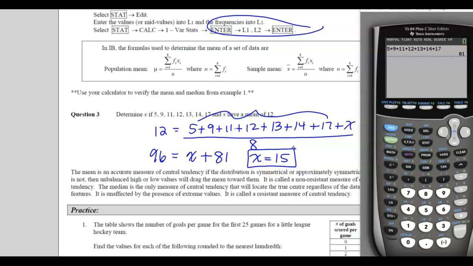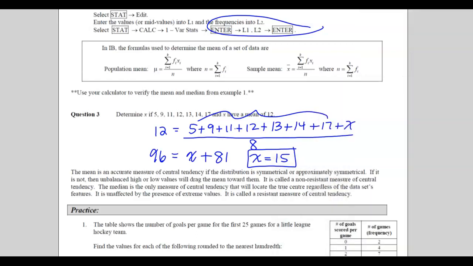Okay. And then just last comments here. The mean is an accurate measure of central tendency if the distribution is symmetrical or approximately symmetrical. If it's not, so if there's a bunch of really high numbers and then a few lower, or vice versa, then it will drag the mean towards them, right? So the mean is called a non-resistant measure of central tendency. The median is the only measure of central tendency that will locate the true center, regardless of the data set's features. It is unaffected by the presence of extreme values. So it's called a resistant measure of central tendency. Just so you know that.